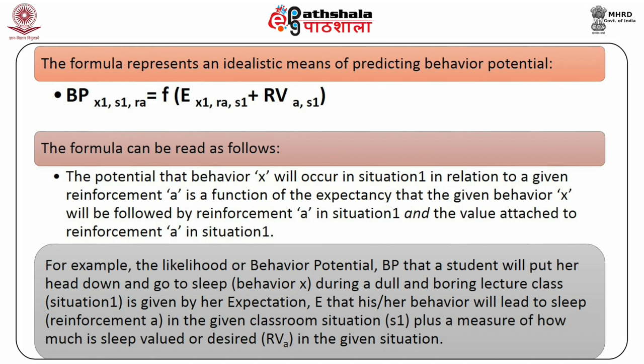For example, the likelihood or behavior potential, that is BP, that a student will put her head down and go to sleep, that is behavior X, during a dull and boring lecture class, situation 1, is given by her expectation, E, that her behavior will lead to sleep, that is reinforcement A, in the given classroom situation S1, plus a measure of how much sleep is valued or desired, that is RVA, in the given situation.